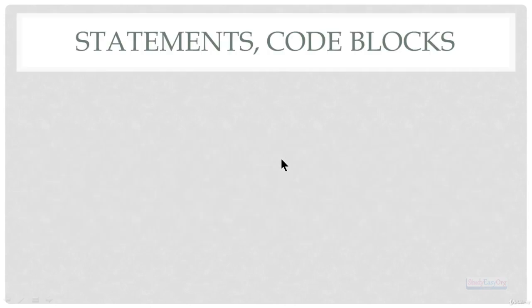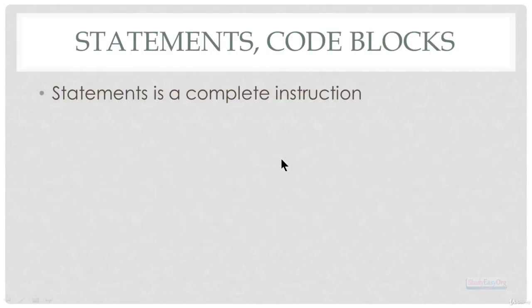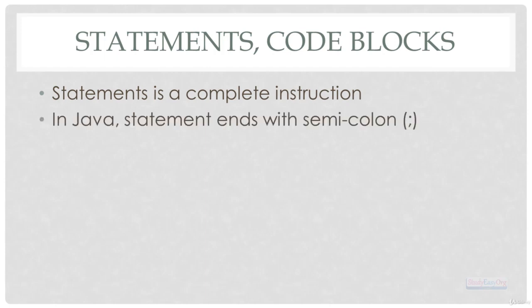Now what is a statement? A statement is a complete instruction. A statement will perform a specific operation. This could be an assignment operation, it could be some other operation, and we will check out an example in a couple of minutes. Now in Java, usually a statement ends with a semicolon.